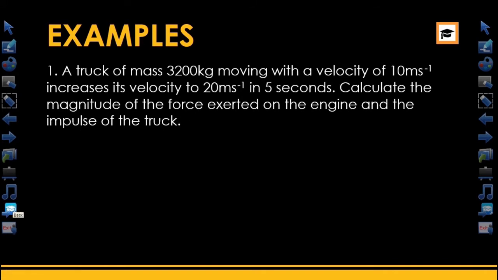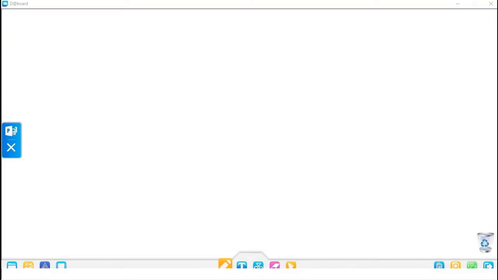Example 1. A truck of mass 3,200 kilograms moving with a velocity of 10 meters per second increases its velocity to 20 meters per second in 5 seconds. Calculate the magnitude of the force exerted on the engine and the impulse of the truck. Let's take a look at the solution to this.